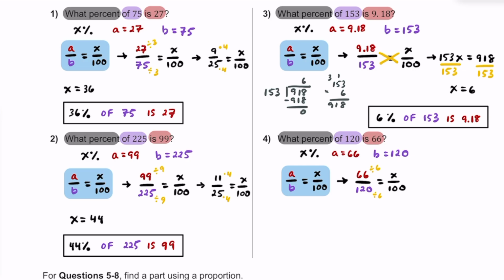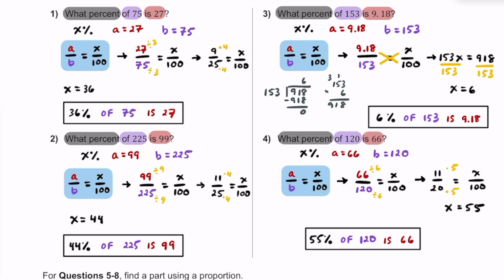I think that might be the greatest common factor. I'm not sure. I think so, though. And so if we do that, this would end up being 11 to 20. 11 to 20, and that's equal to x to 100. Okay, so from here, let's just use the identity property and multiply by 5 and 5 here. And we get that x is going to be equal to 55. All right, so basically what we just found is that 55% of 120 is 66.